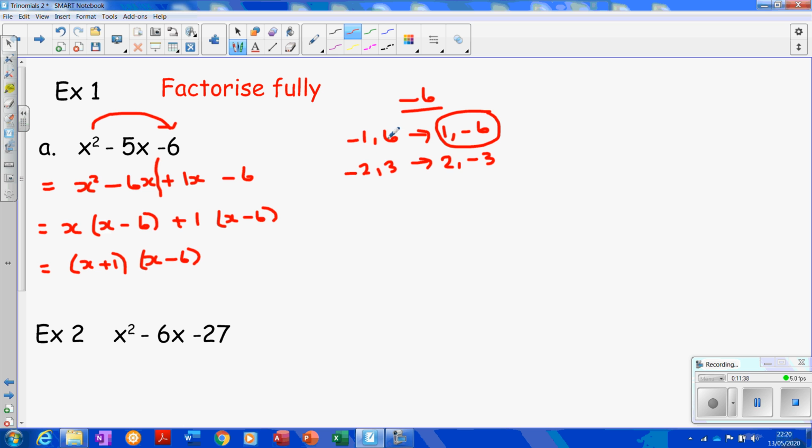Okay, so the only difference is if it's a minus, you have got one factor that's negative and one that's positive. Okay, so you list your factors as normal, and then you go through it and you make one negative, and then you make the other one negative.